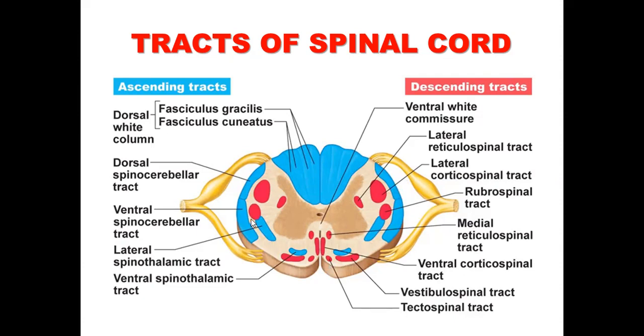In the lateral and anterior white column, the most important ascending tracts are the lateral spinothalamic tract and ventral spinothalamic tract. Here is the lateral spinothalamic tract and here is the ventral spinothalamic tract. These tracts are important. Why? Because the lateral spinothalamic tract carries the sensations of pain and temperature from the opposite half of the body, and the ventral spinothalamic tract carries the sensations for simple touch from the opposite half of the body.